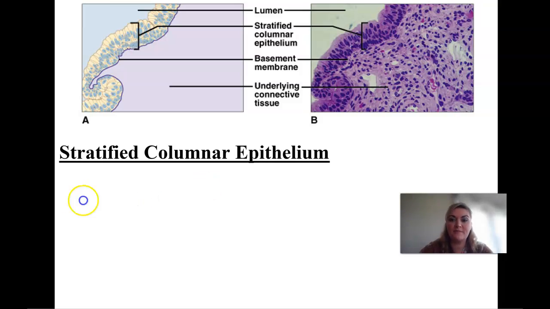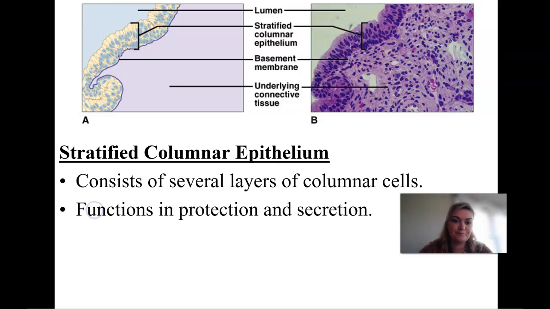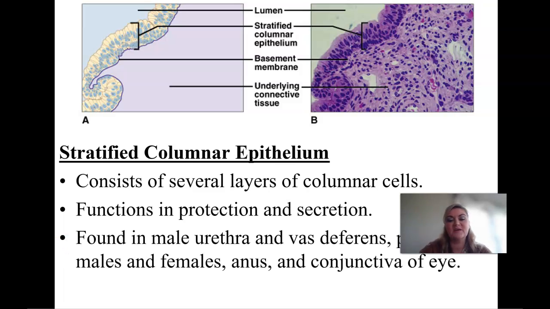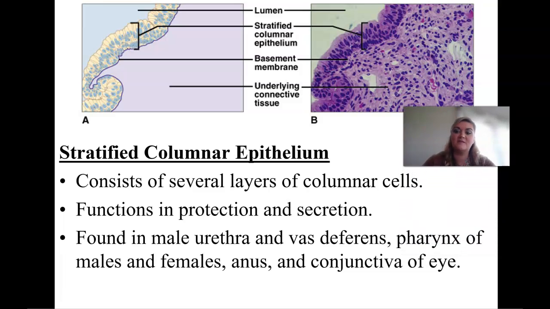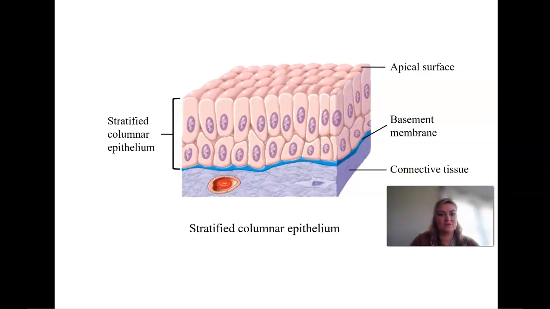Stratified columnar epithelium consists of several layers of column-shaped cells. The function is going to be there for protection and secretion. It's found in places like the male urethra, the vas deferens, the pharynx of males and females, the anus, and the conjunctiva of the eye. So looking here, you have your stratified columnar, which just needs to be 2 or more layers. You see the apical surface that has a basement membrane, connective tissue on the bottom.